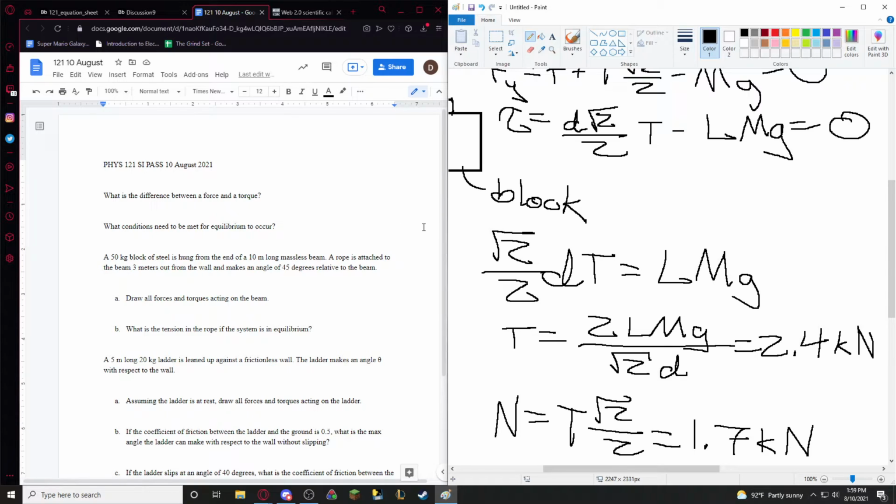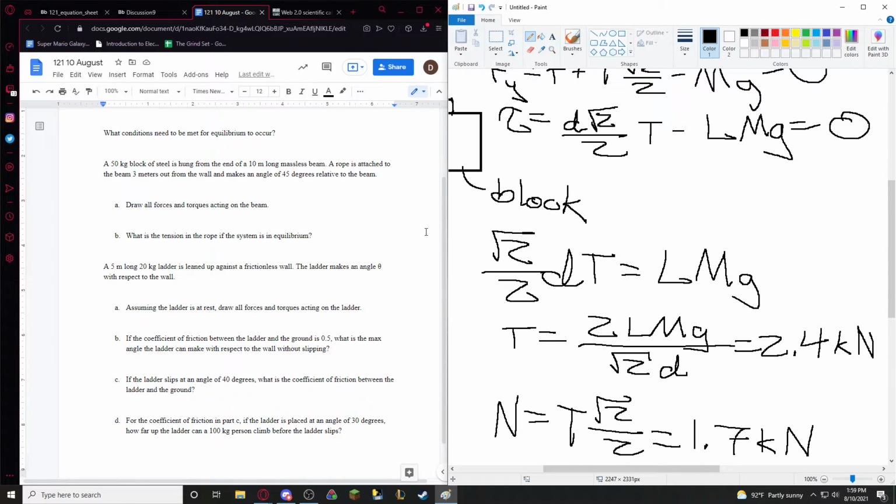All right, let's hop into another example. I believe he went over a very similar example in class, so it should be similar to what you've seen. And also, I like this problem. We're going to have a 5-meter long, 20-kilogram ladder leaned up against a frictionless wall. The ladder is going to make an angle theta with respect to the wall.